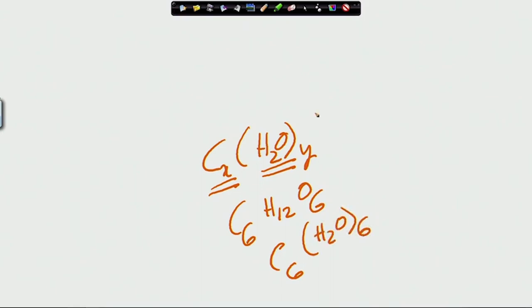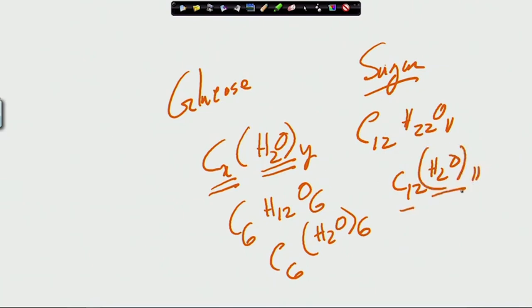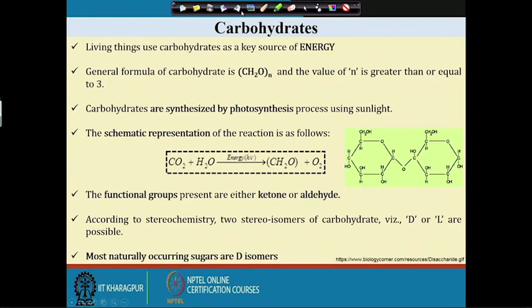This is about glucose. Now, if you consider other molecules, as for example sugar, how you can write it is C12H22O11. So this is C12 and H2O, this is 11. This is how we can write. So this is carbo, this is hydrate. This is why it is called carbohydrate.